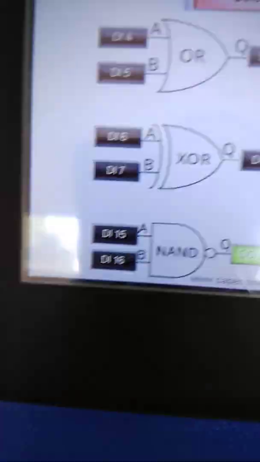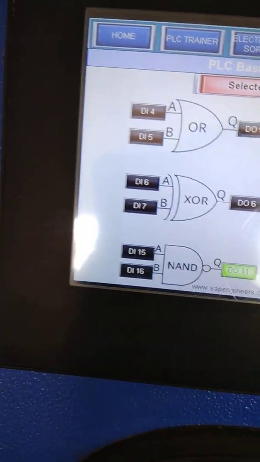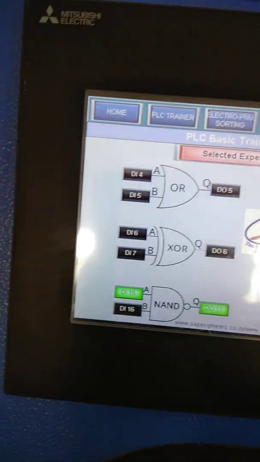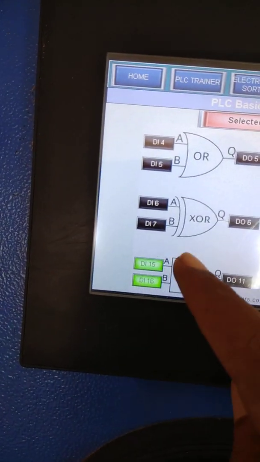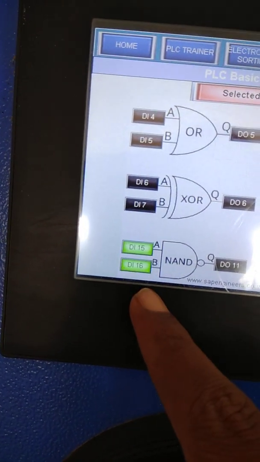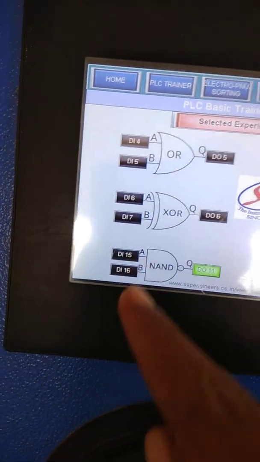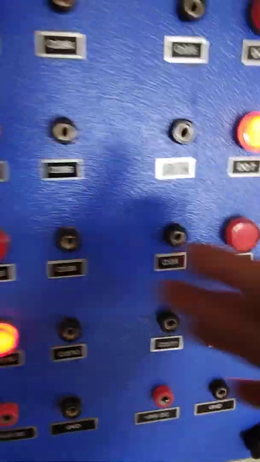Similarly, consider NAND gate. NAND gate has input DI15 and DI16. Both inputs are 0, output is 1. For 1, 0, output is 1. Now condition is 1, 1. High values are at input, output is 0. When both are 0, output is 1. Next, these outputs can be observed on these LEDs.